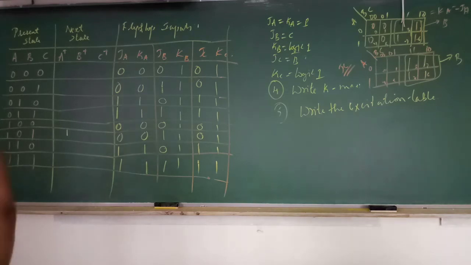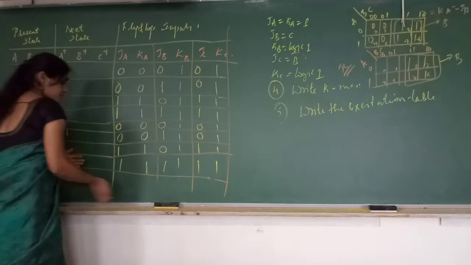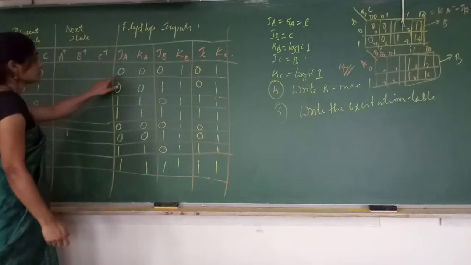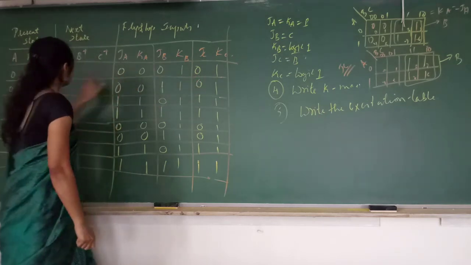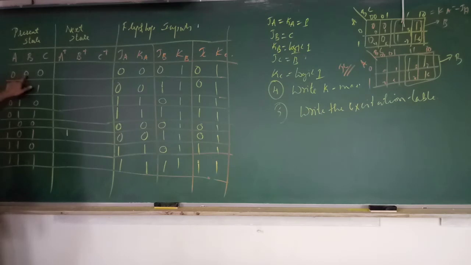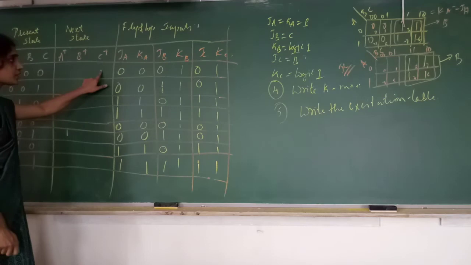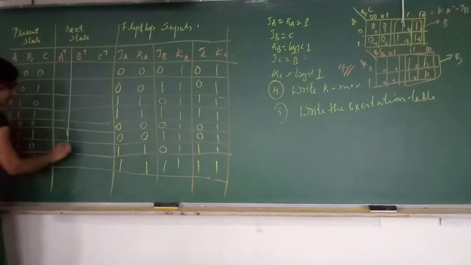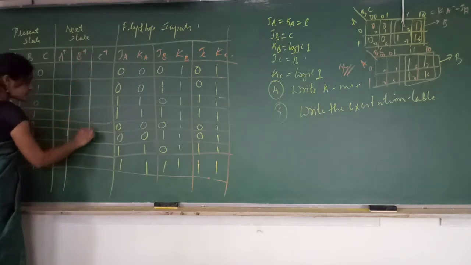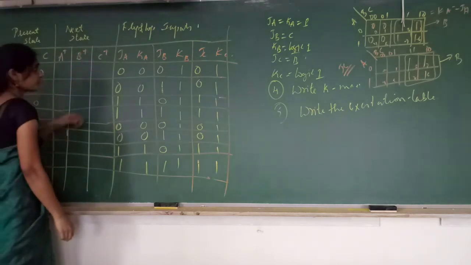Okay, so let us now write the next state. This is very important. This is the first flip-flop, this is the second flip-flop, this is the third flip-flop. This is the present state of the first flip-flop, the second flip-flop, and the third flip-flop. This is the next state of the first, second, and third flip-flop. Now, one by one we'll fill. We'll fill the next state of the first flip-flop, then the next state of the second flip-flop, then the next state of the third flip-flop.